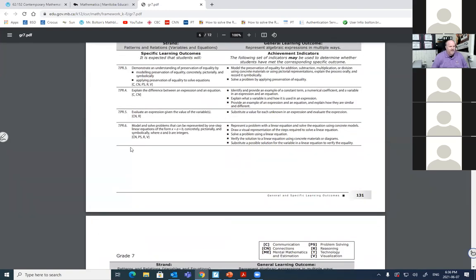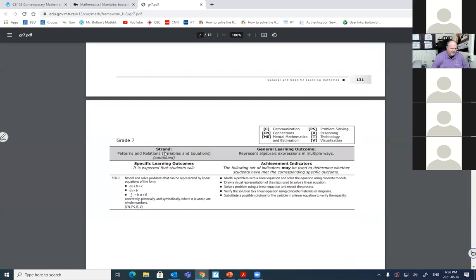So here it is right here. Demonstrate an understanding here. Explain the difference between an expression and an equation. Evaluate an expression and model one-step linear equations. So grade 7, right there. There's the specific outcome if you want to, 7 PR6, if you really want to get fancy. No, I don't care, but.